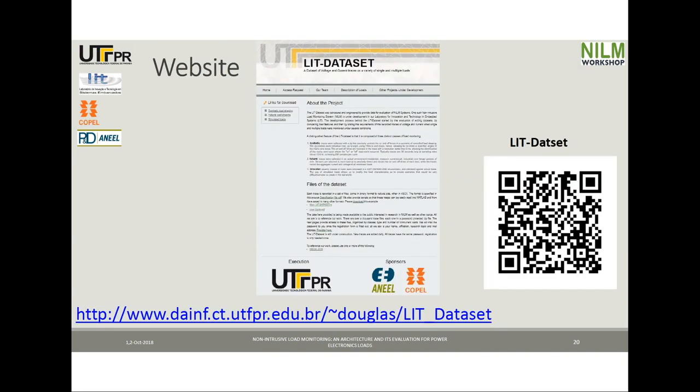You can access our data set using this QR code or just taking a note of this link. And recently I asked the people that take care of the NILM wiki to add our data set to the table of data sets they have on site. I suppose in the near future it will be there.